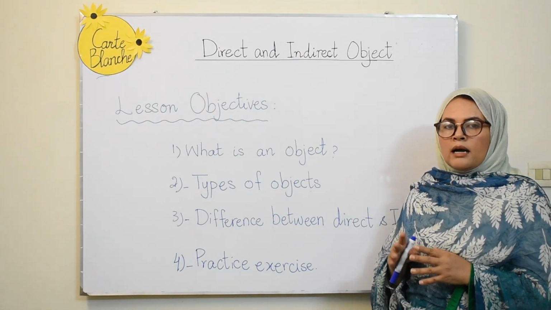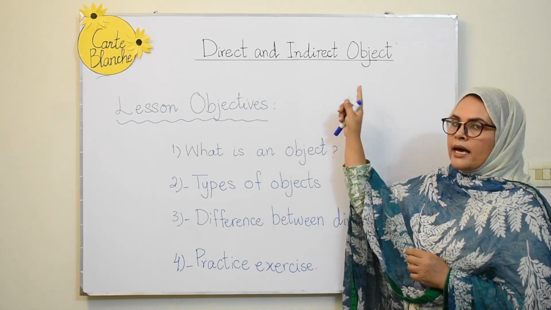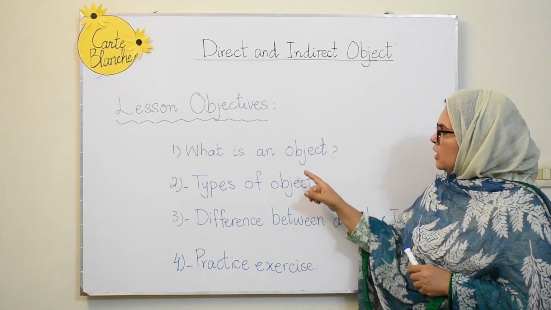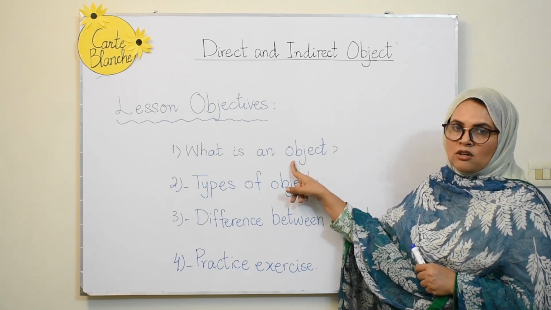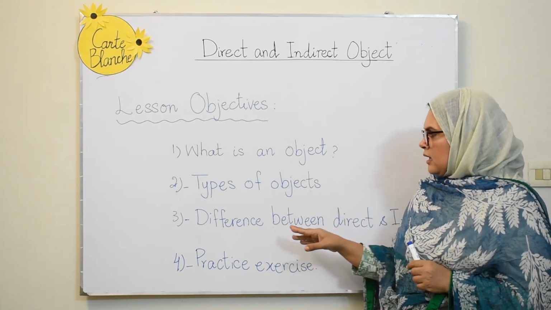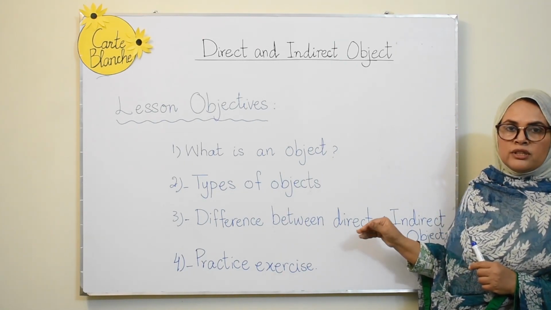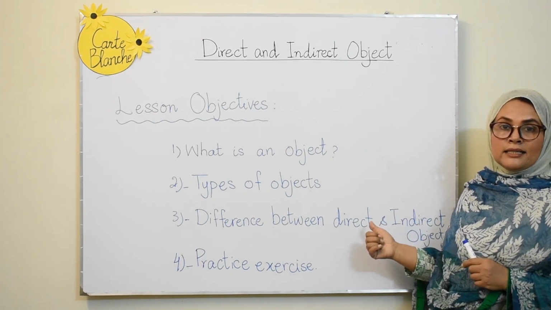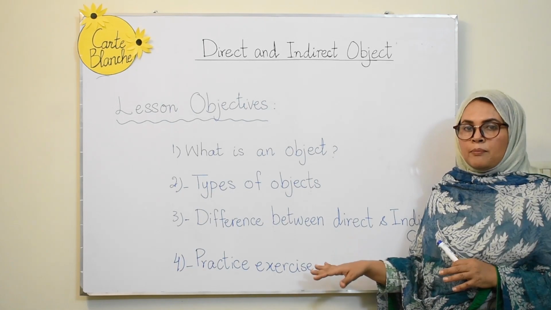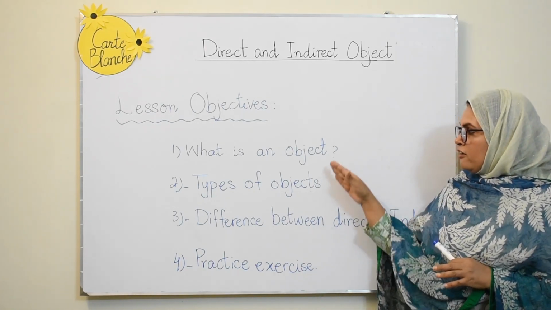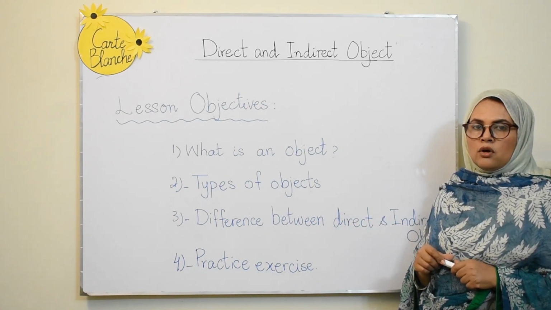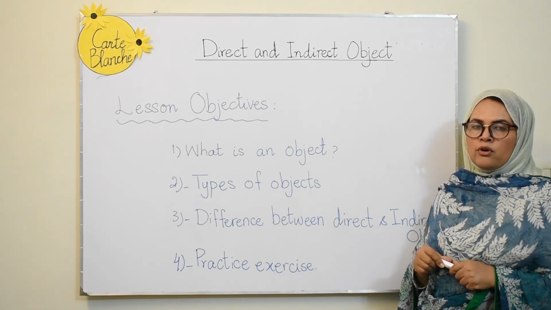In this lesson, I'm just going to teach you about direct and indirect objects in English. We are just going to follow this course while learning. First thing that we are going to learn is what an object in a sentence is, and then the types of objects that exist. Then we are going to learn about the difference between the direct and the indirect object in English. Last but not the least, as we always do, a practice exercise in which we find out whatever we have learned, whether we have been able to comprehend it or not.